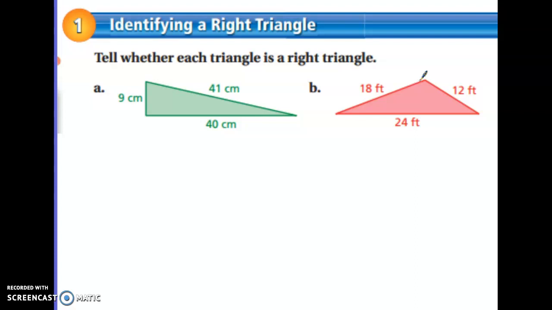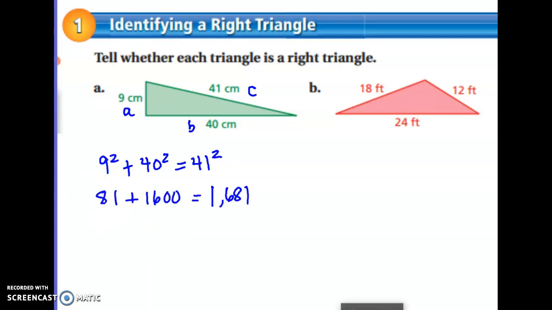So let's go ahead and start. Letter A. I would first start off by labeling your sides. So I think I want this to be A and this to be B, and of course this has to be C. So we know that we're testing out 9 squared plus 40 squared equals 41 squared. So we're going to go ahead and simplify everything. So we get 81 plus 1600 equals 1681.